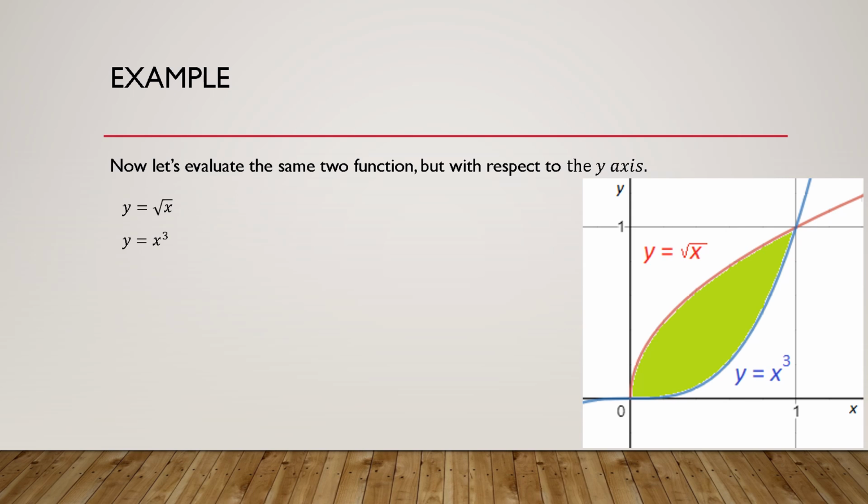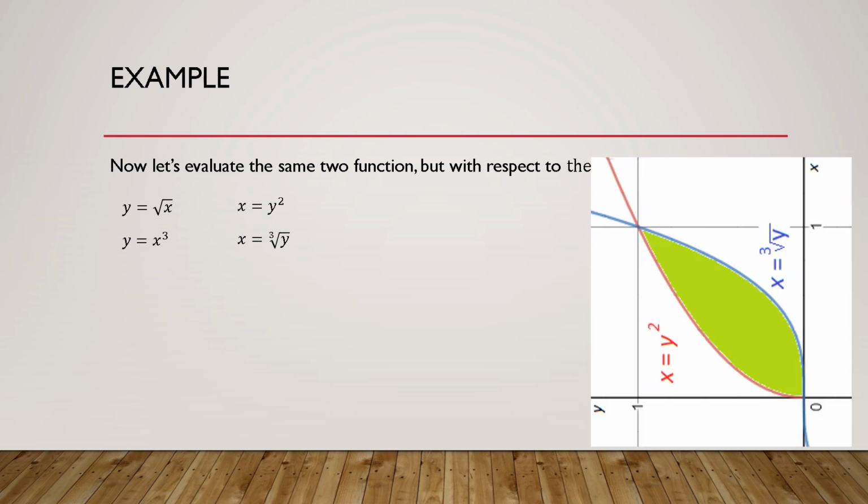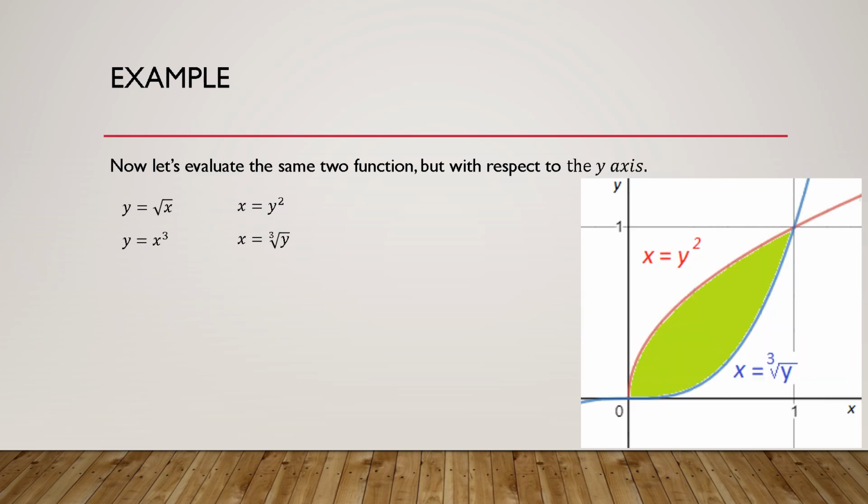Now let's look at the same example, but evaluate the functions with respect to the y-axis. Solving both for x, we get x equals y squared and x equals the cube root of y. Note that these equations are only inverses of the previous equations on the interval given, 0 to 1. This one differs because if you look at the graph with respect to the y-axis, the cube root of y is above y squared. So we take the integral from 0 to 1 of the cube root of y minus y squared dy. And the interval is taken from the y-axis 0 to 1.